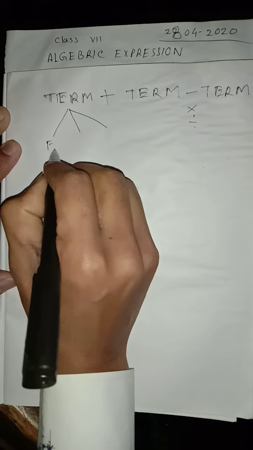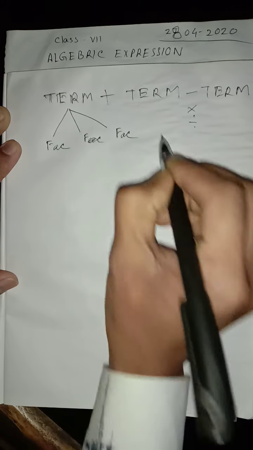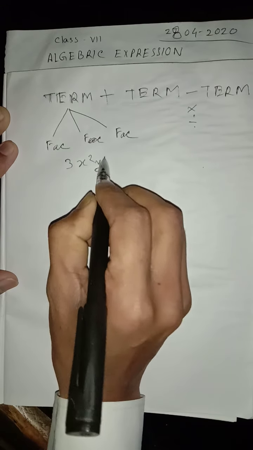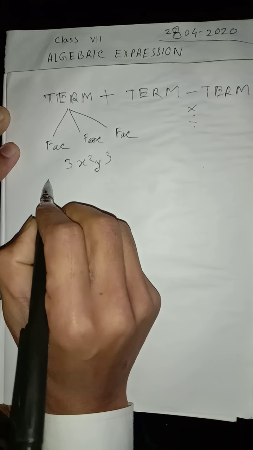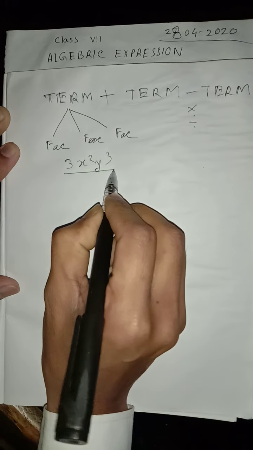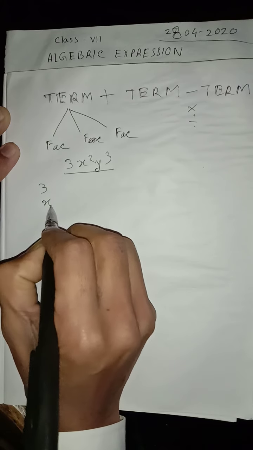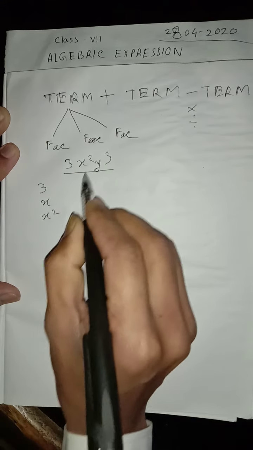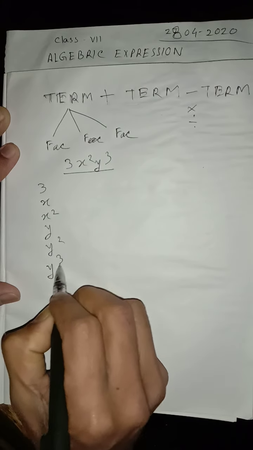A term is combined of different factors. Okay, for example, 3x square y cube is a term. Factors mean the things by which we can divide this term. We can divide this term by 3, by x, by x square, by y, y square, and y cube also.